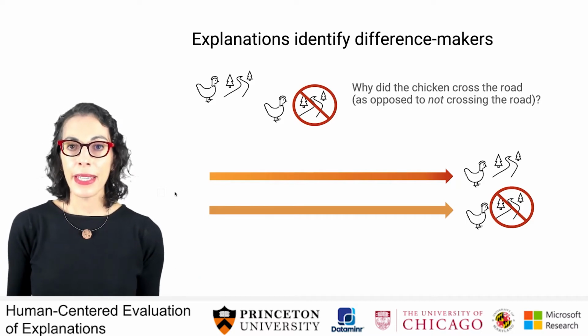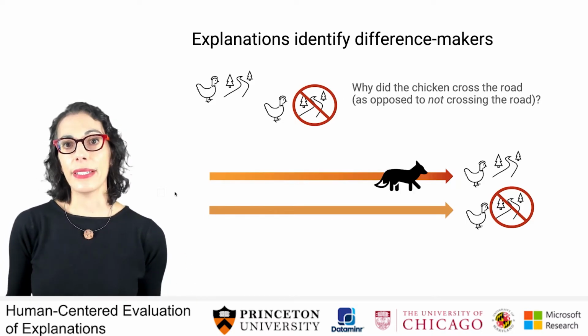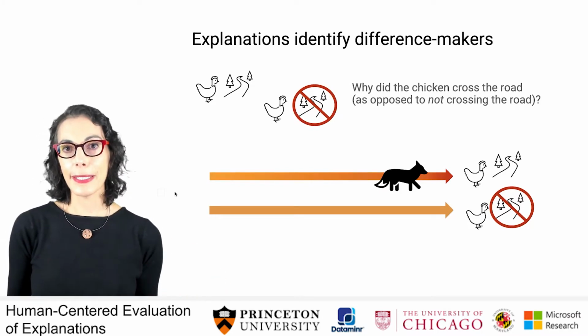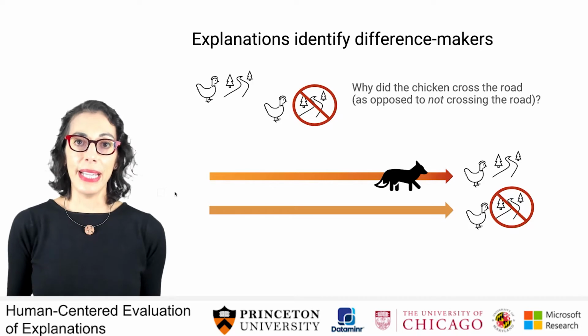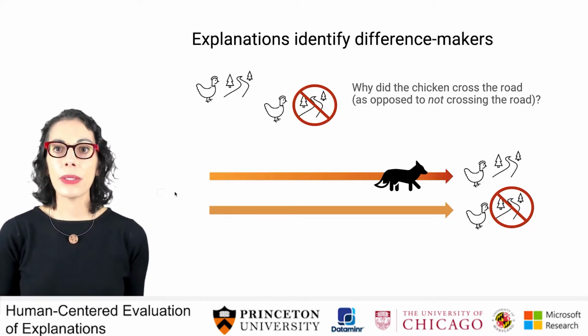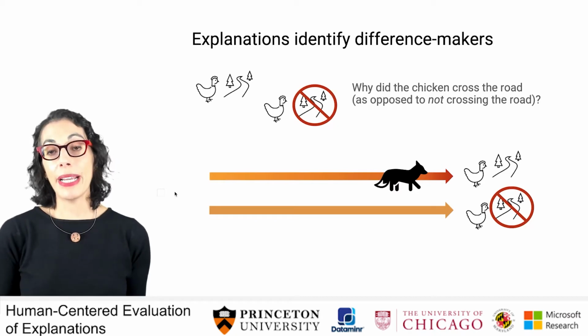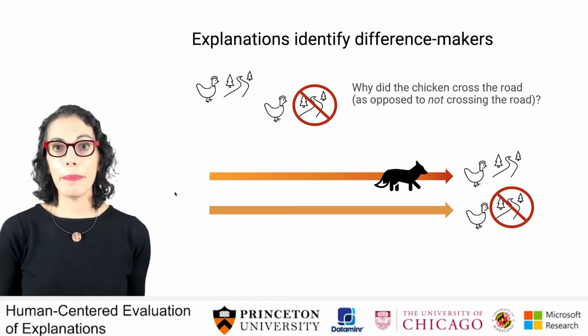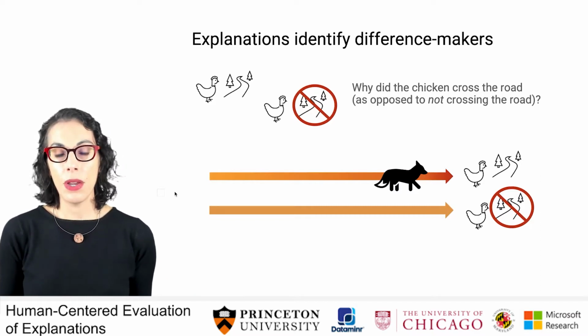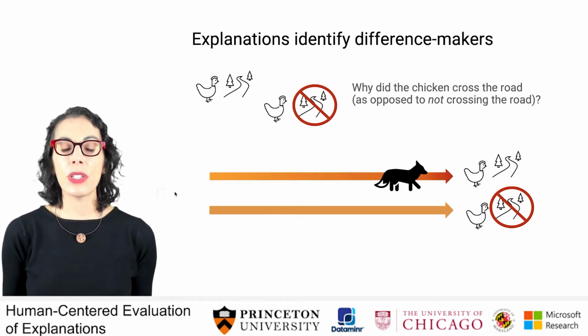For instance, if a fox scared the chicken to cross the road in one timeline but not the other, that's a difference maker in this case. For this example, the difference maker is a cause, but in other cases, such as mathematical or logical explanation, the difference maker might not be a cause, but rather a fact that makes it the case that one conclusion follows rather than another.